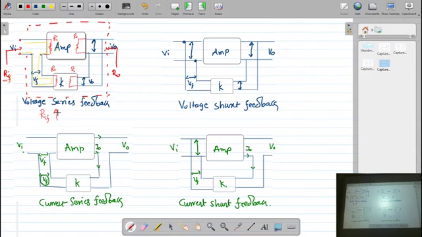Now look at the output terminal. Here the output terminal means across this.